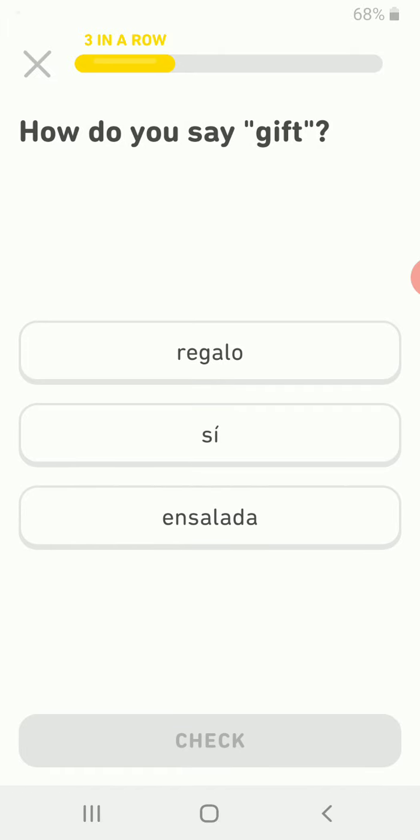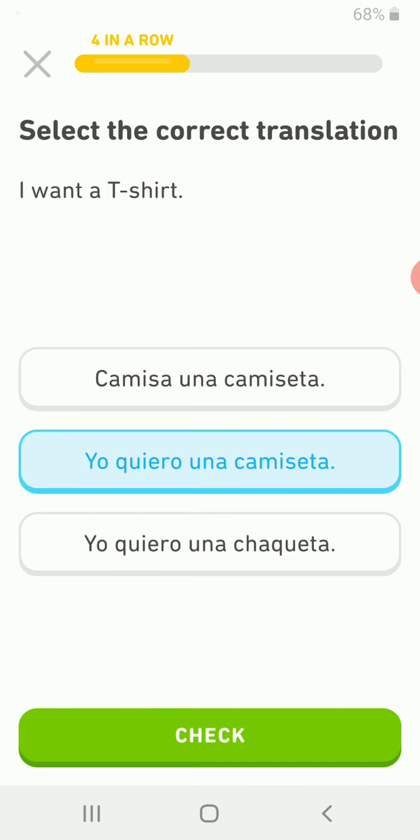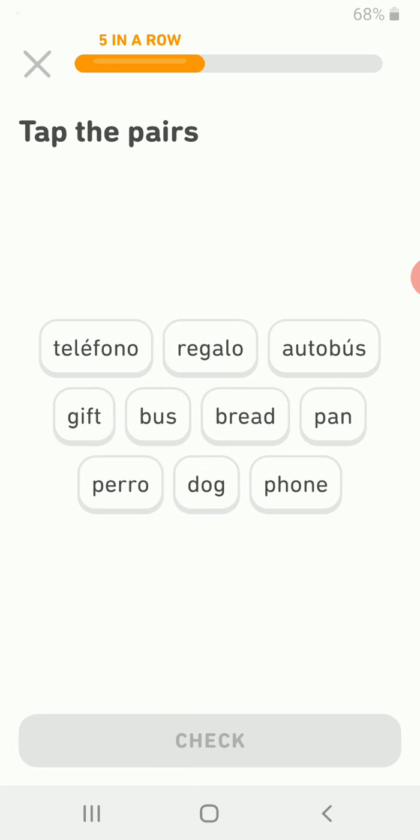How do you say gift? Regalo. And how do you say I want a t-shirt? Yo quiero una camiseta. Camisa means shirt, and camiseta a t-shirt. So yo quiero una chaqueta. Chaqueta means a jacket. Yes, so the correct answer is here. Very easy.